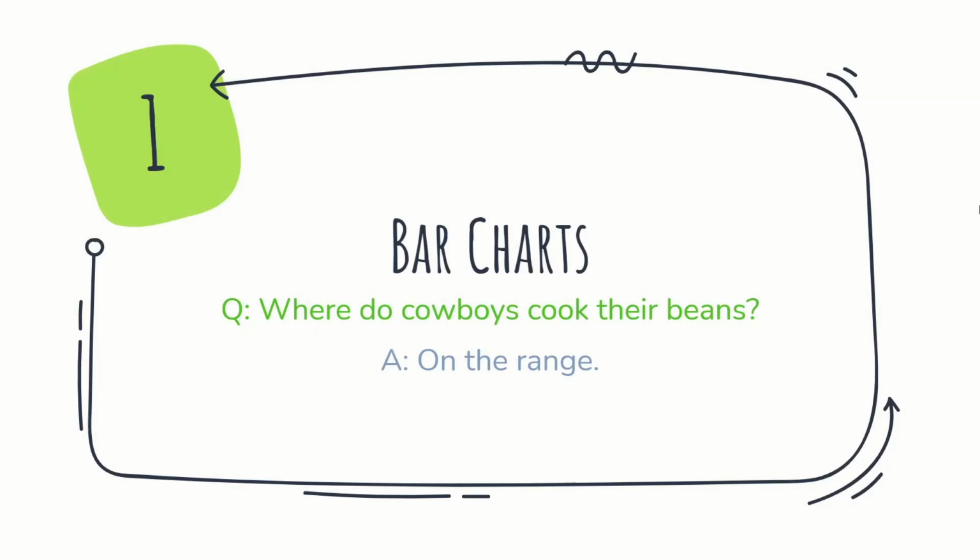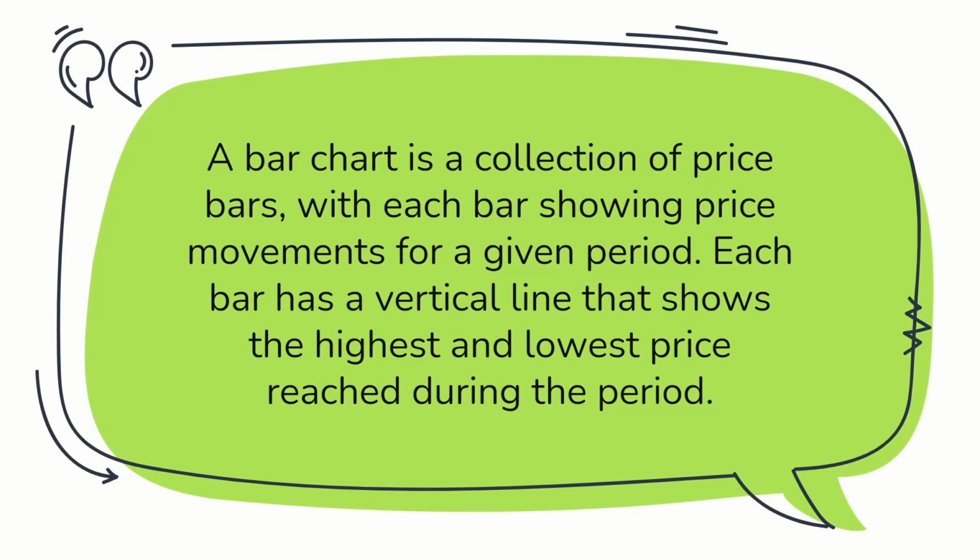Now, magsimula tayo sa bar charts. Ang mga bar charts, for me, mas western siya. Okay, mas western yung look. Alam ko sa West din siya nag-develop, and they're also called OHLC, Open High Low Close na charts. Okay? So, a bar chart is a collection of price bars with each bar showing price movements for a given period. Each bar has a vertical line that shows the highest and lowest price reached during the period.